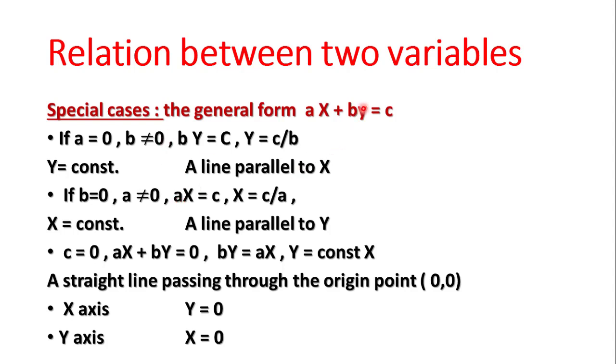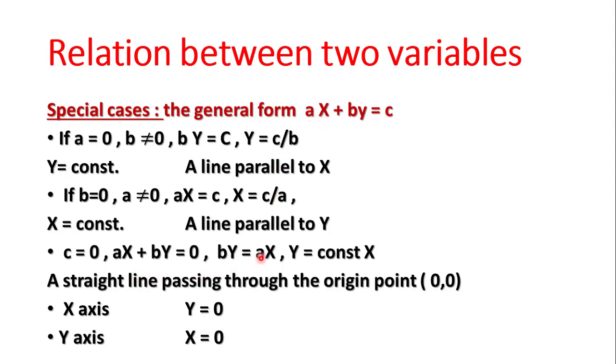If b is 0 and a doesn't equal 0, look here, b is 0, so there is no y. So in this case, x equals a constant. If x equals a constant, 3, 4, 5 or whatever, it will be a line parallel to y. So if y equals a constant, it's parallel to x, or if x equals a constant, it's parallel to y. What about if c equals 0?